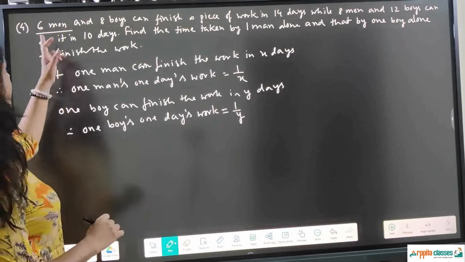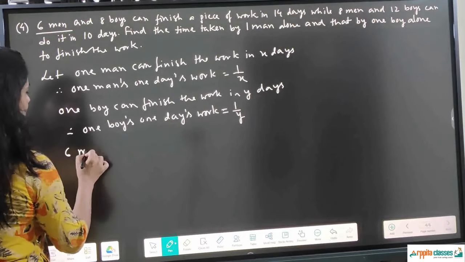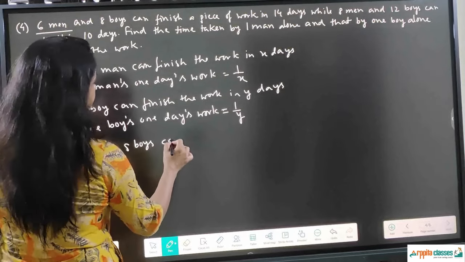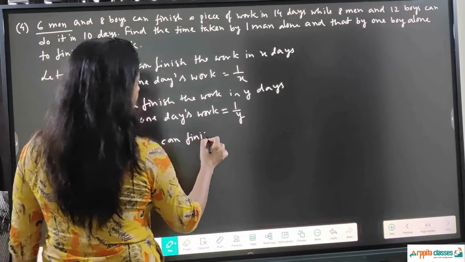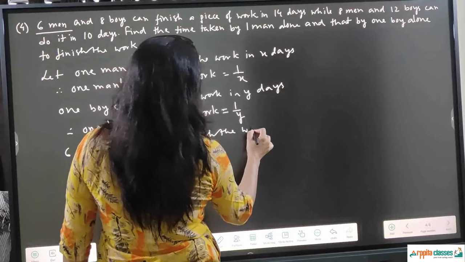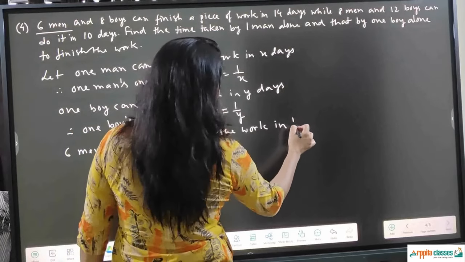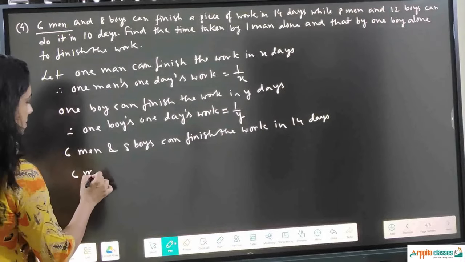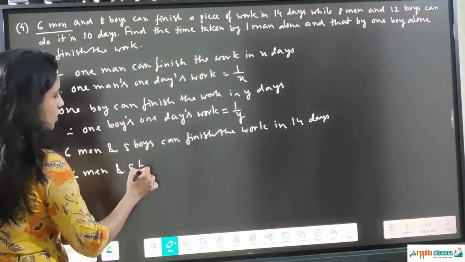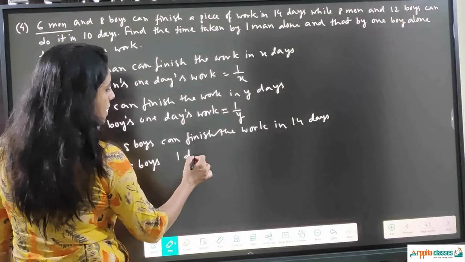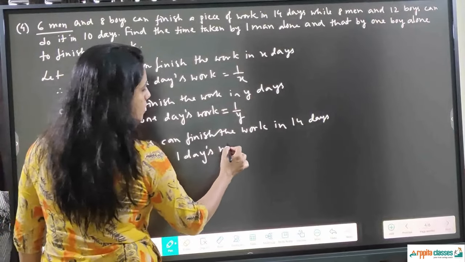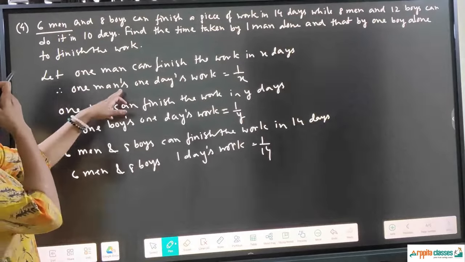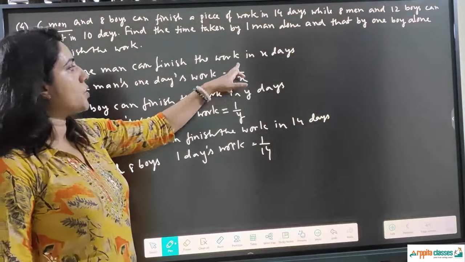Now see the first criteria, 6 men and 8 boys can finish the work in 14 days. So if I take 6 men and 8 boys, 1 day's work will be how much? 1 upon 14. Now see from here, 1 man's 1 day's work is 1 upon x.